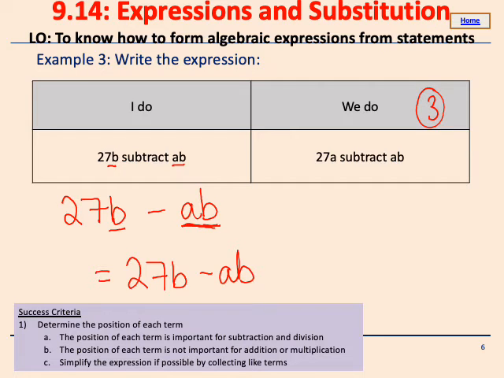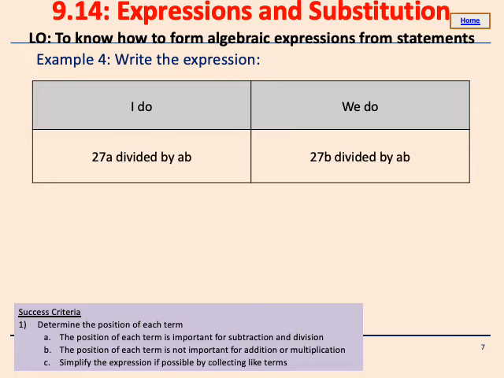Okay, so we have 27a and we are subtracting ab. And there's our final answer. Can't be simplified any further. Okay, so now we've got a different function. We're still using division, so again, the order matters.